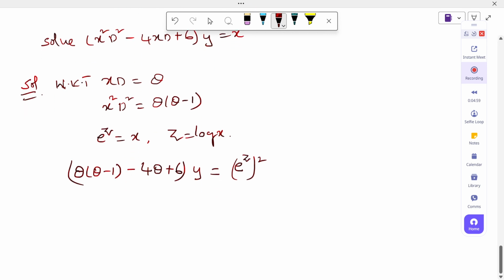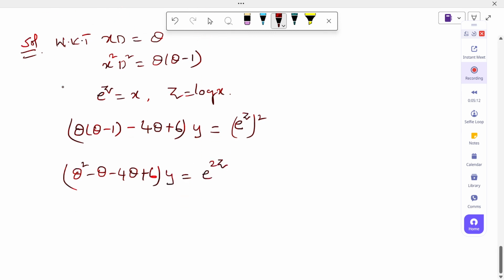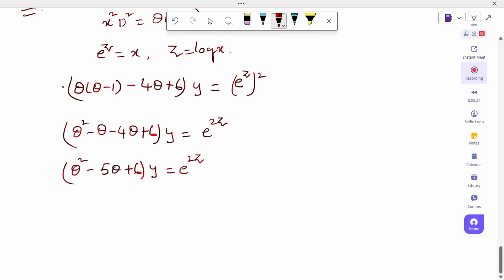Simplify this. What are you going to get? Theta square minus theta minus 4 theta plus 6 of y equals e to the power of 2z, which is theta square minus 5 theta plus 6 of y equals e to the power of 2z. Now reduce it into the standard form, where q of x equals which term?